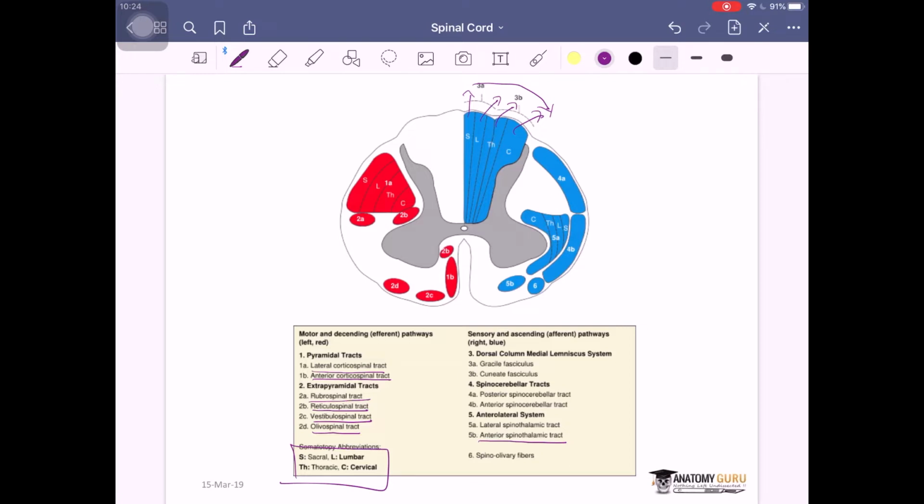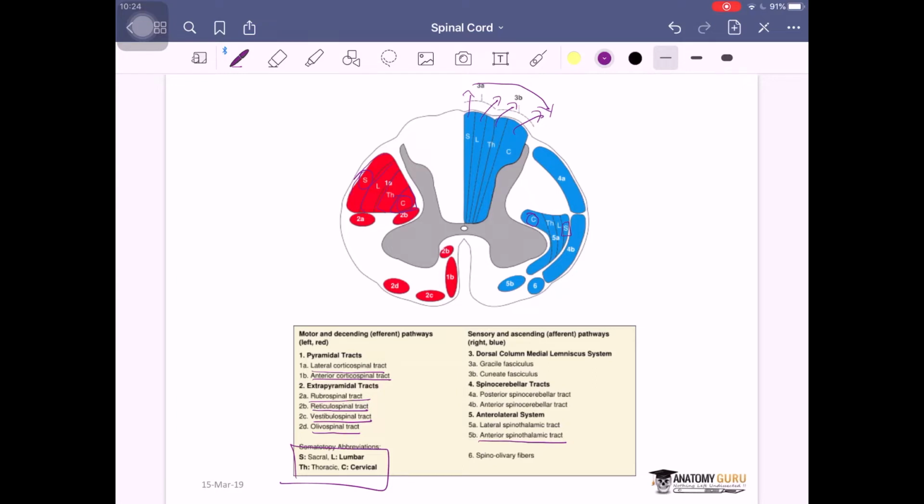Same thing, if you see in the case of your lateral spinothalamic, here it is reverse. The medial most fiber is cervical and the lateral most fibers are sacral. Similarly, you have even your lateral corticospinal where cervical is medial and sacral is lateral. So that means all the fibers in this portion will be seen only in the cervical region. These portions are in the thoracic region. This is in the lumbar region and this is in the sacral region.